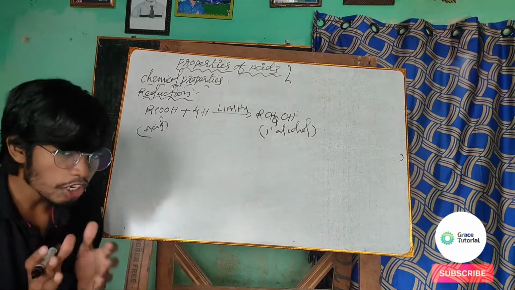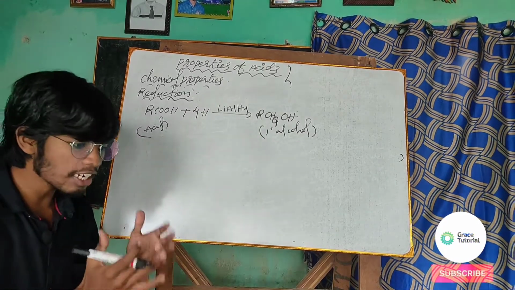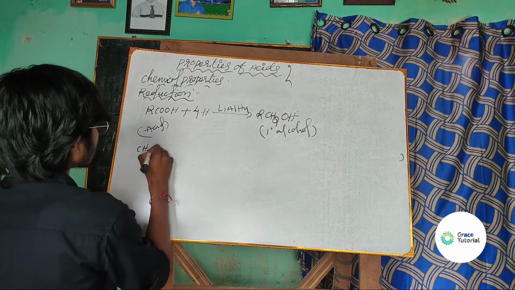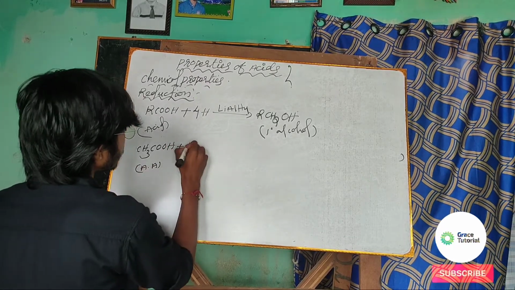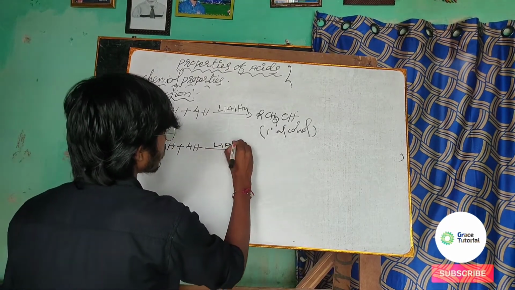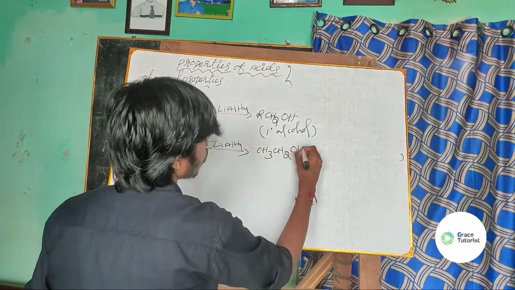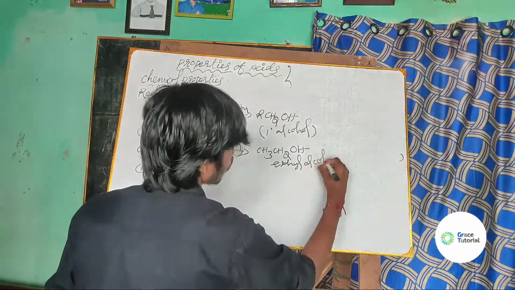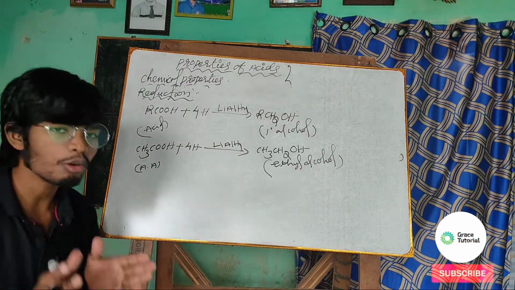So the simple thing that you need to remember: when acid gets reduced, what happens? Alcohol is obtained. That means acid reduces to form alcohols. Let me give you a specific example. I have CH3COOH, this is acetic acid. When the acetic acid is reduced in the presence of lithium aluminum hydride, then CH3CH2OH is obtained. What is the name of this compound? Ethyl alcohol. So ethyl alcohol is obtained if the acetic acid gets reduced.